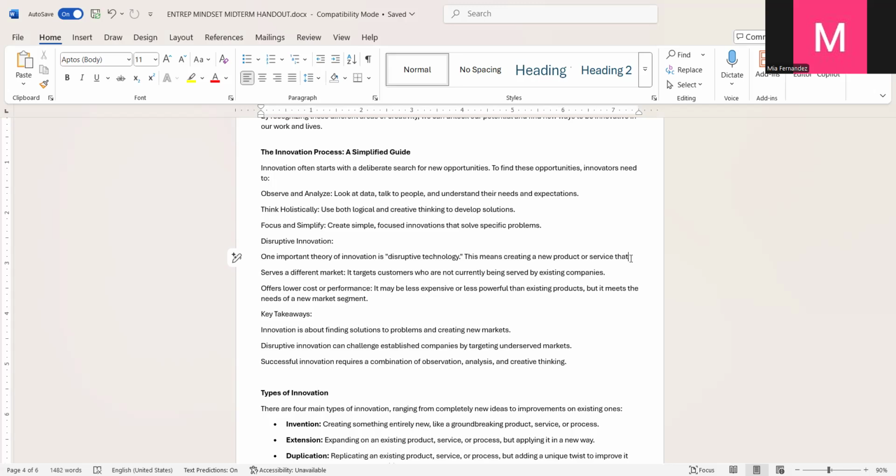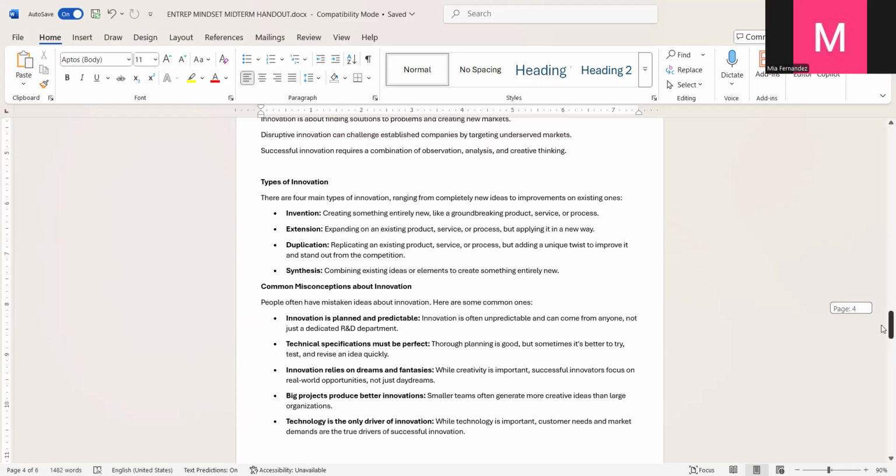Innovation is about finding solutions and creating new markets. Take a look at that. Take note of that. Innovation is about finding solutions to problems and creating new markets. Creating new markets, it doesn't serve the existing market, okay? Next one is disruptive innovation can challenge established companies by targeting underserved markets. And successful innovation requires a combination of observation, analysis, and creative thinking.